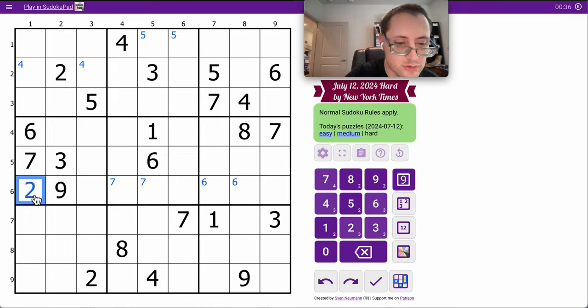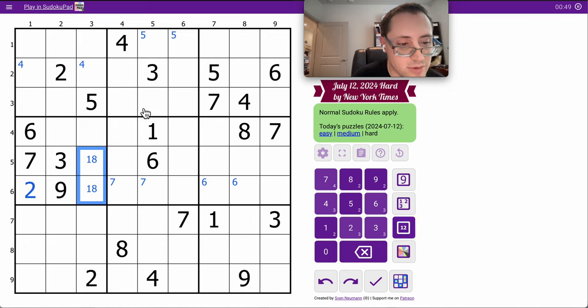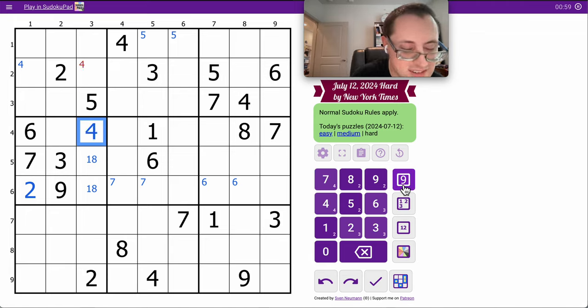Actually, right there, which is forced, which I can't follow up on. Well, actually, yes, I can. 1 can't go here, and 8 can't go here. So these two are 1 and 8 in box 4. These two are thus 4 and 5, and this 5 tells me the order. 5, which also places that 4.